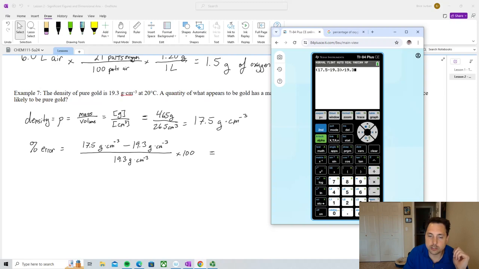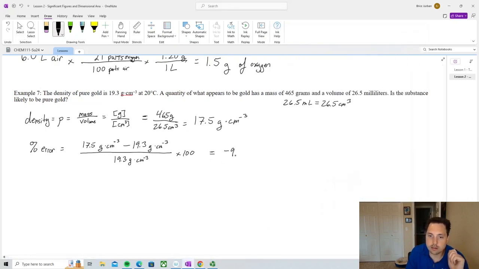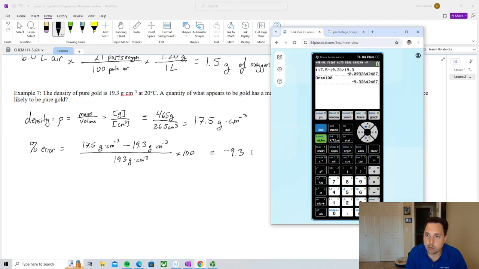And so here I want to make sure I use parentheses because I have a subtraction in the numerator, and then we can multiply it by 100. And we get an error of approximately 10%, negative 9.3. Well, I guess I can go out to one more, negative 9.33%.